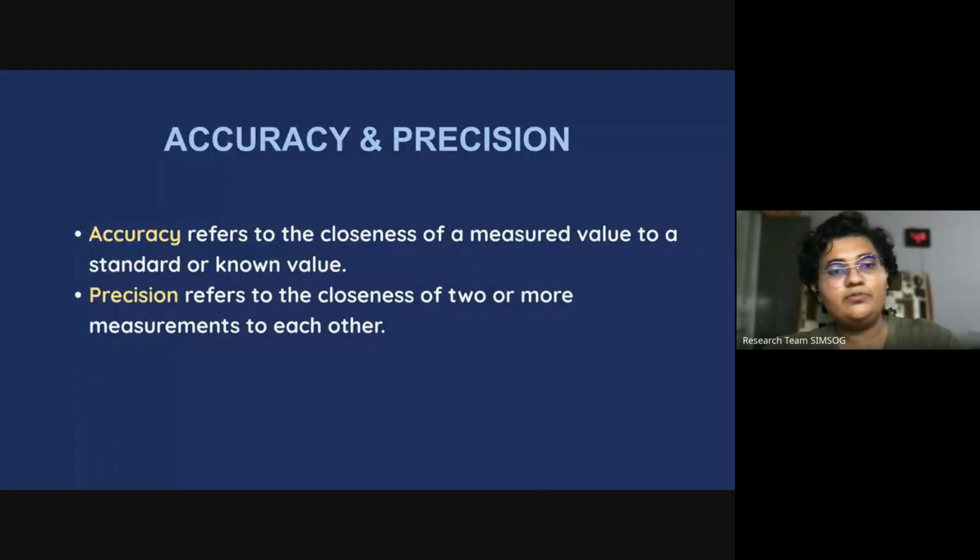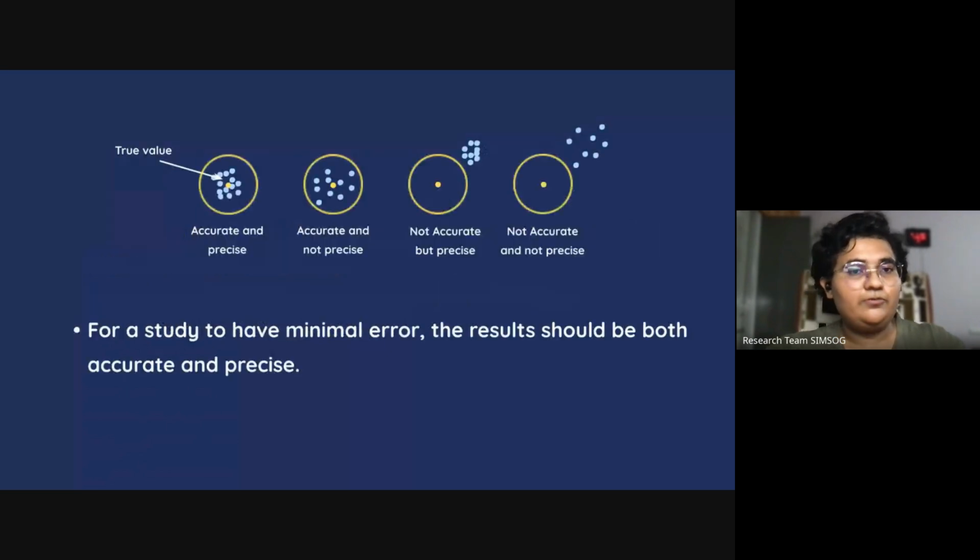Accuracy refers to the closeness of a measured value to a standard or a known value, whereas precision refers to the closeness of two or more measurements to each other. Right. So let us try to understand this with the help of a figure.